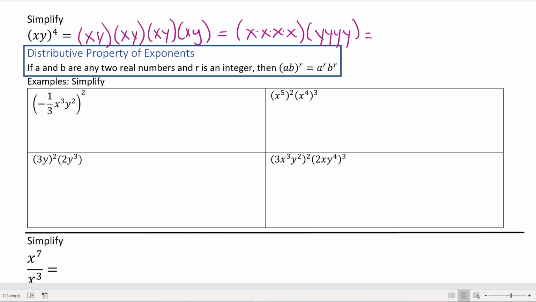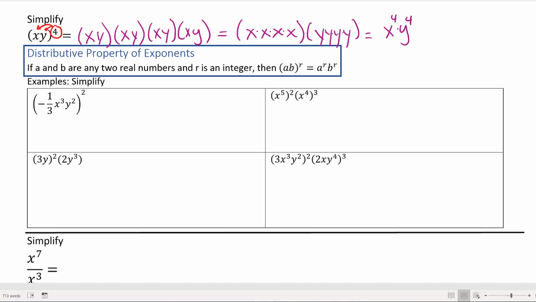And how many x's do I have total? Well, 4. How many y's do I have total? Well, being multiplied, 4. So a fast way of doing this problem, instead of writing it all out every time, is the 4 is going to go both to the x and to the y. It's as if the 4 exponent is distributing, which is why we call this the distributive property of exponents.